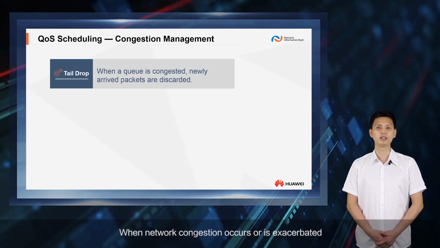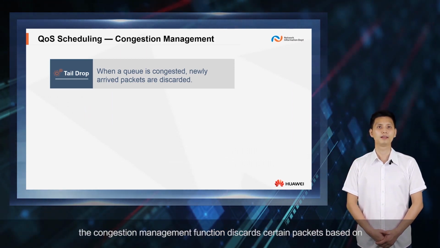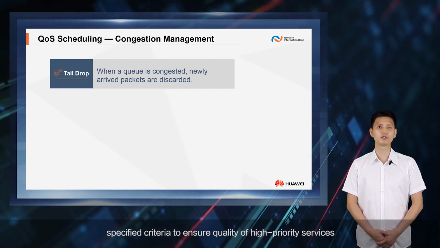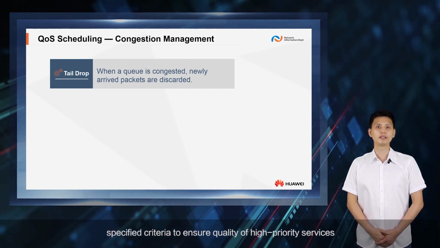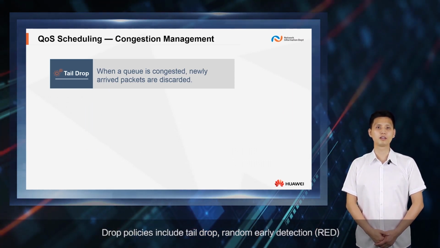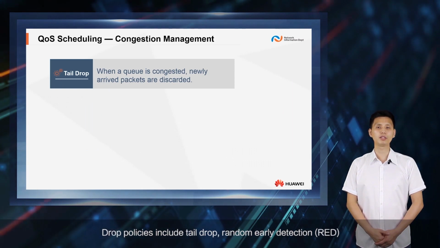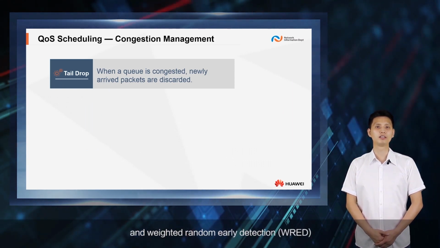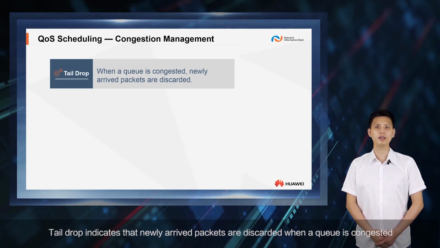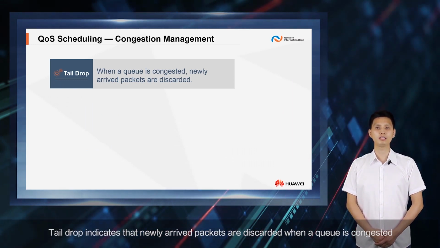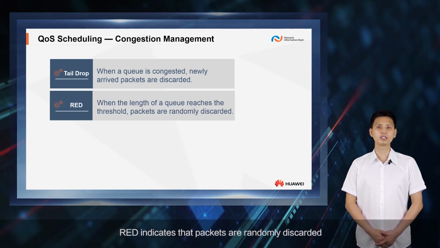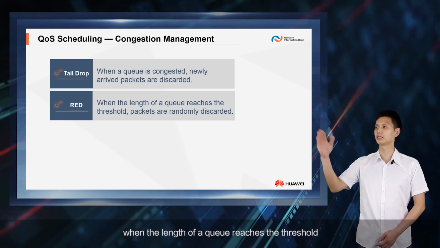When network congestion occurs or is exacerbated, the congestion management function discards certain packets based on specified criteria to ensure quality of high-priority services. Drop policies include tail drop, random early detection, RED, and weighted random early detection, WRED. Tail drop indicates that newly arrived packets are discarded when a queue is congested. RED indicates that packets are randomly discarded when the length of a queue reaches the threshold.